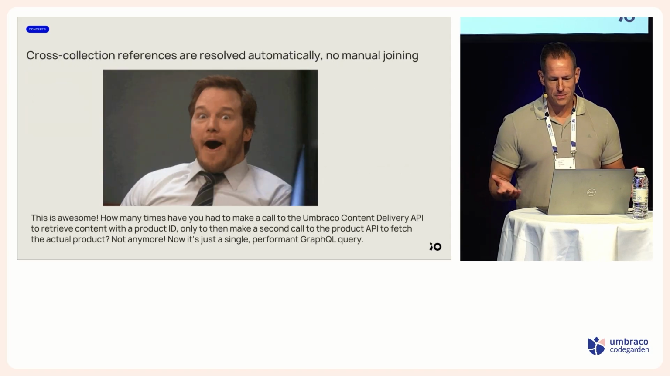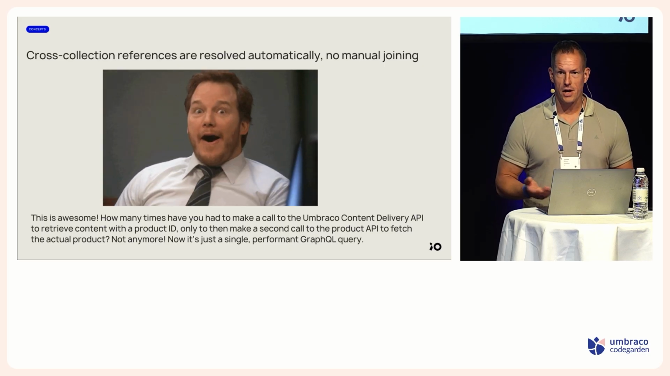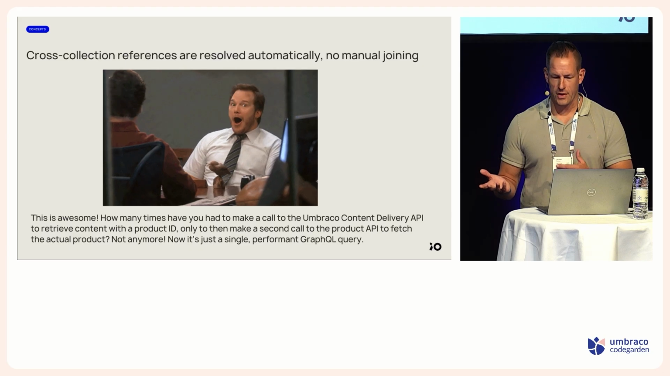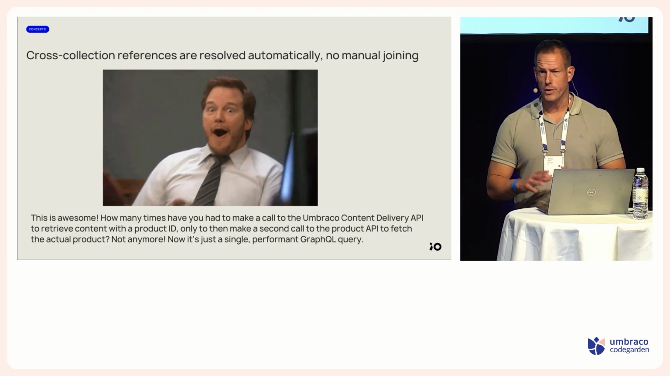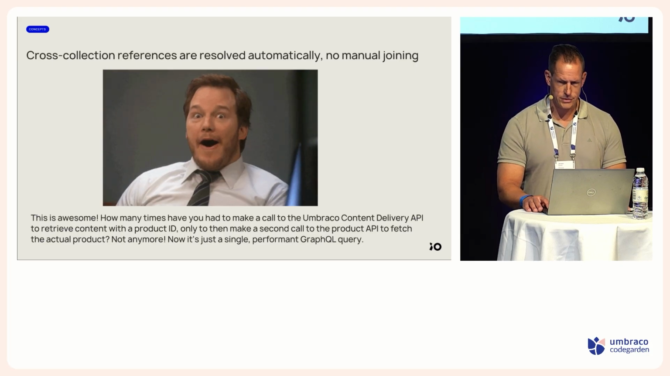This is actually pretty awesome, because how many times did you have to make a call to the Umbraco Content Delivery API to retrieve content, only to make a second call to a product API to fetch the actual product? You don't have to do that anymore. You can now just have one query and get all the data crossed together.